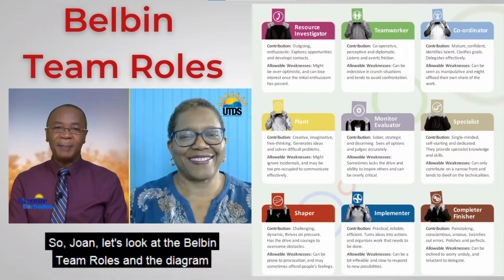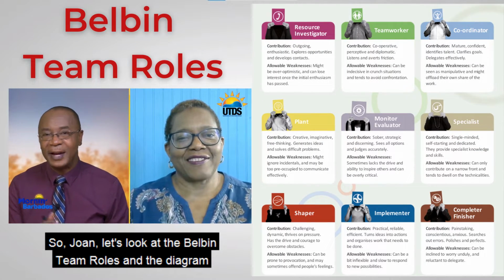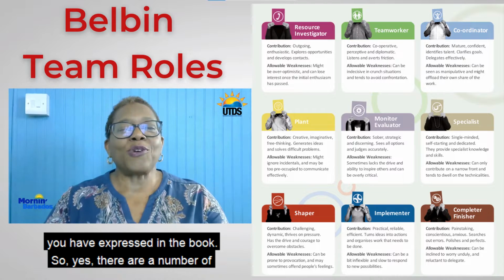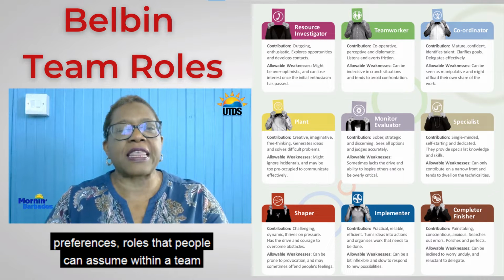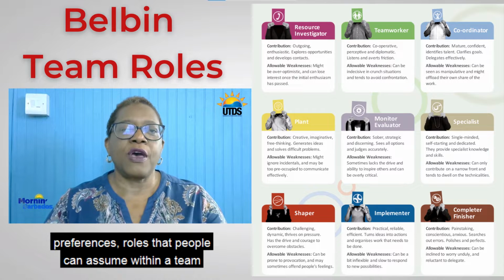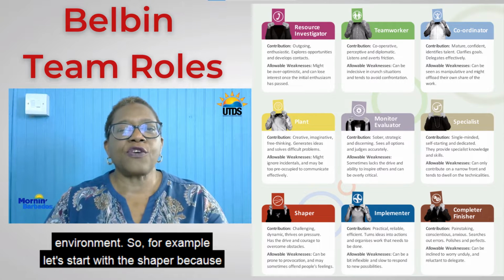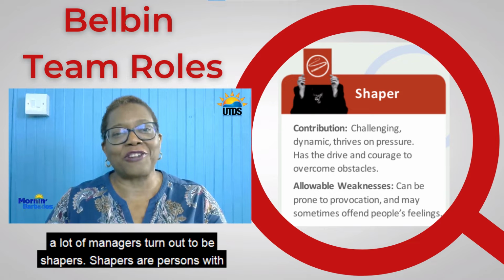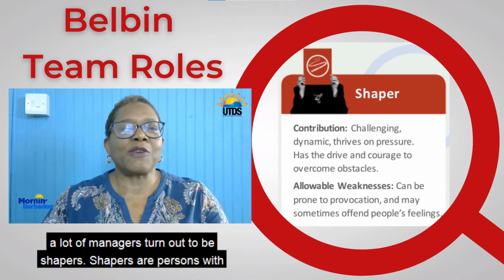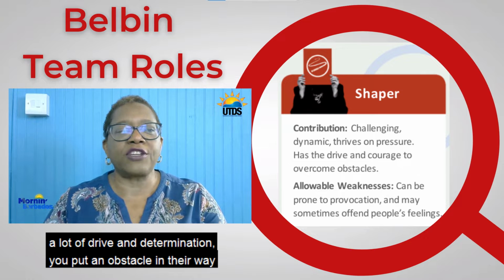So, Joan, let's look at the Belbin team roles and the diagram you have expressed in the book. So, yes, there are a number of preferences, roles that people can assume within a team environment. For example, let's start with the shaper, because a lot of managers turn out to be shapers. Shapers are persons with a lot of drive and determination.